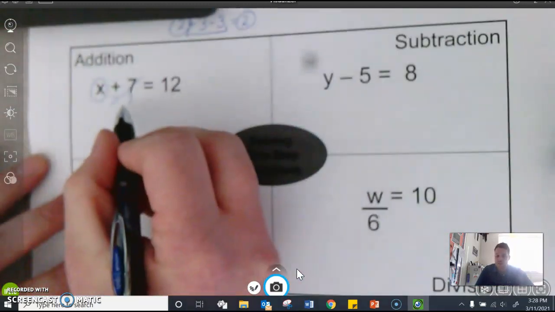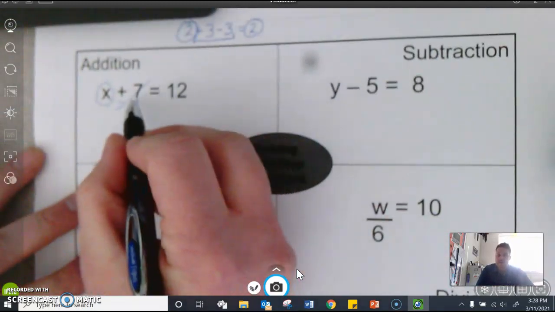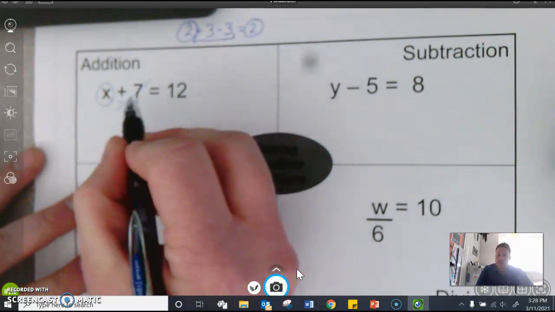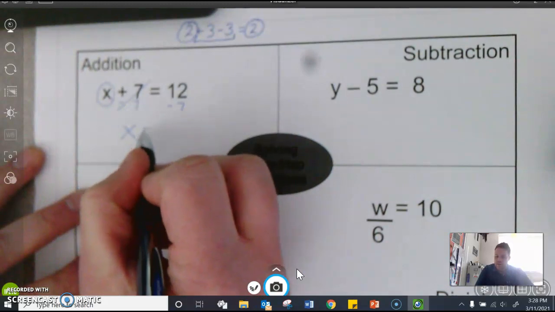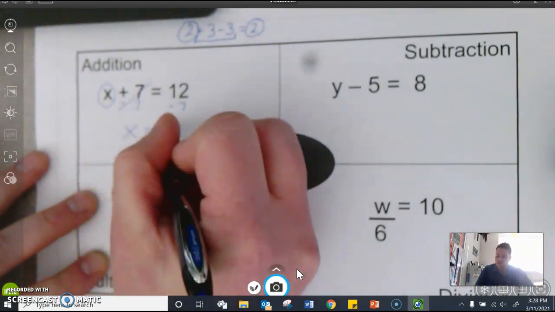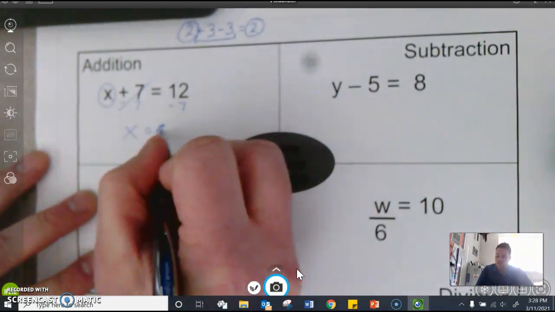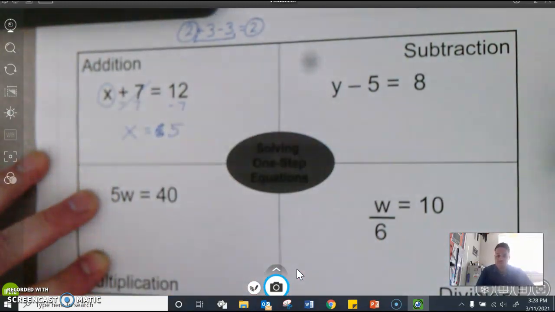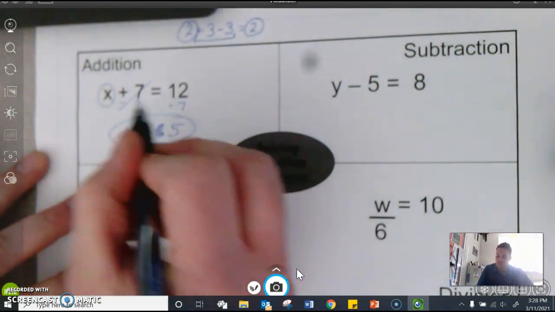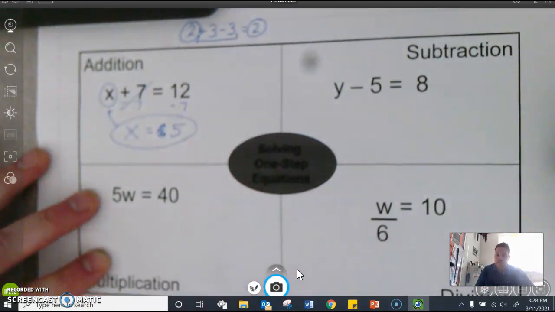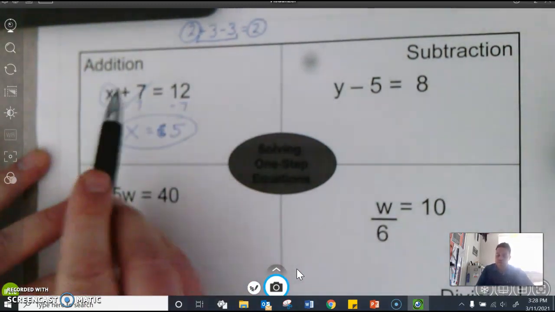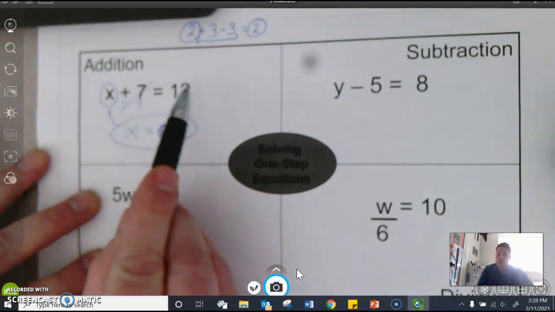So in this case, we subtracted 7 from this side, and remembering that this is like a balance or a seesaw, if we did it to one side, we have to do it to the other, so we'll subtract 7 over here, and x equals 5. Okay, x equals 5. Now we'll sub it back in and see, is it a solution to the equation? And absolutely, if you sub 5 in right there, you'll see that 5 plus 7 does equal 12.